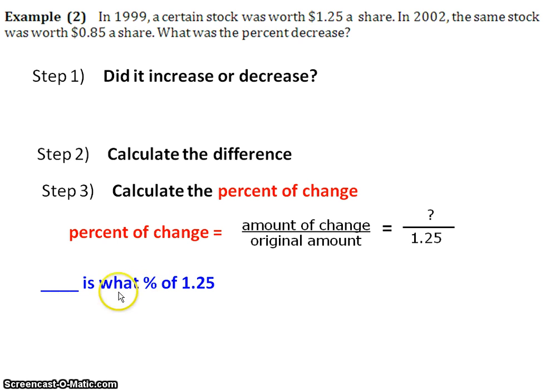Again, we can solve this percent problem by setting up is over of equals percent over 100. So please set up your proportion, fill in your unknowns, cross multiply and divide to come up with percent decrease.